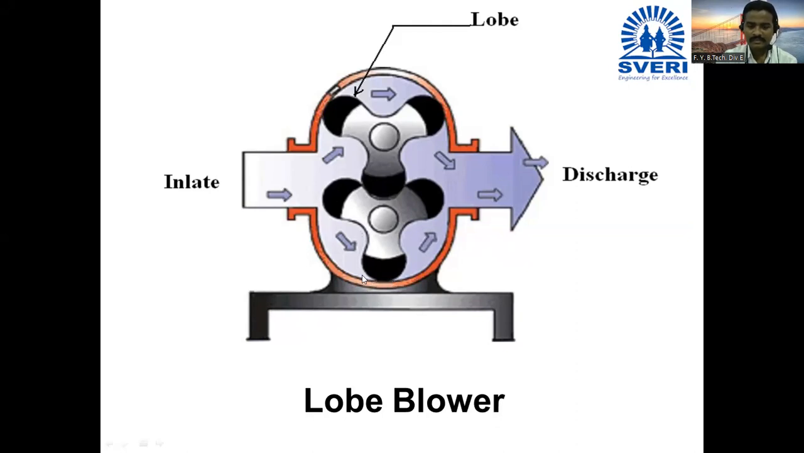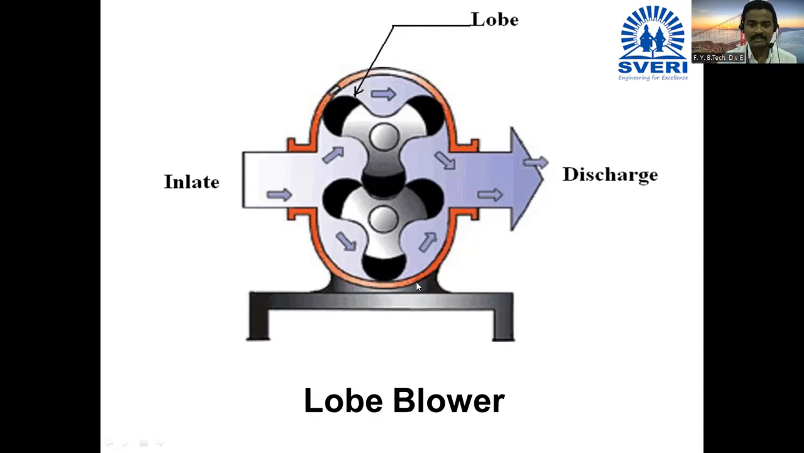Now in this case, there is a gap between the lobe and casing in order to avoid wear and tear of the lobes and the casing. Efficiency may decrease because of the gap between the casing and the lobe, but the pressure rate increases. Whatever pressure increase is required will be achieved, but the efficiency of this compressor decreases. Our ultimate aim is to increase the pressure of the air.